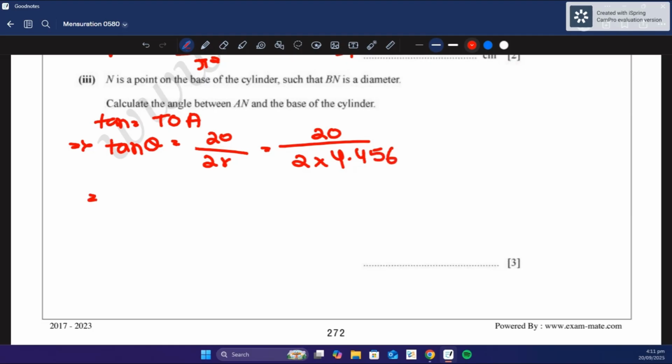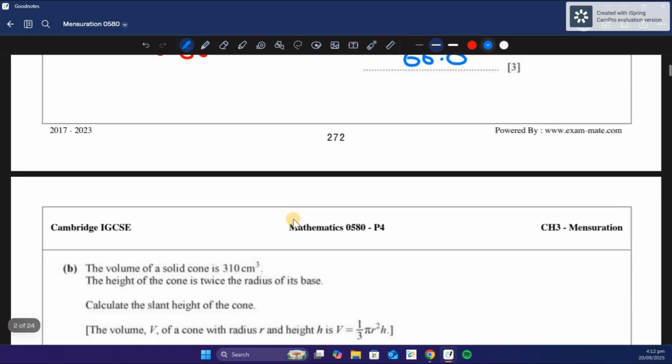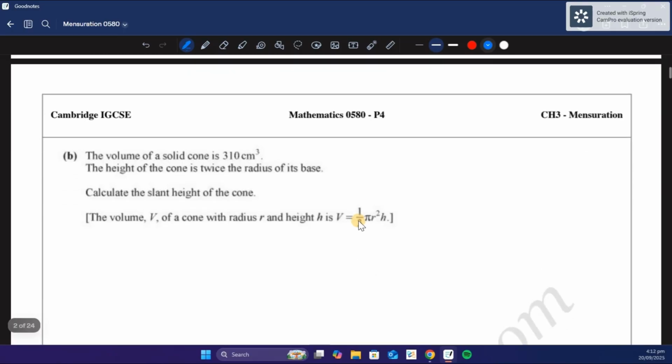This would give us tan theta equals 2.244, and if we take tan inverse, that results in a final answer of 66 degrees. So our final answer is 66.0 degrees. Fairly simple.